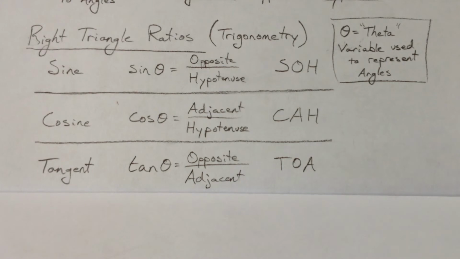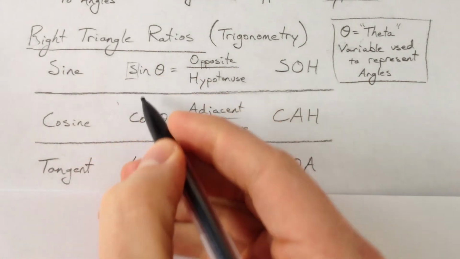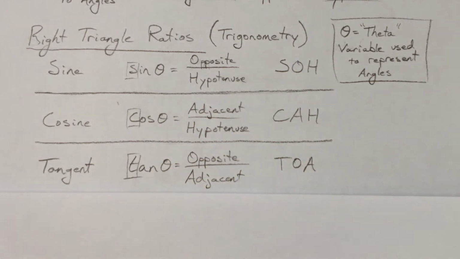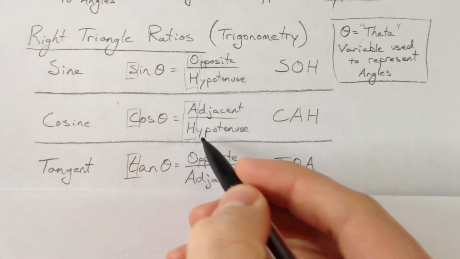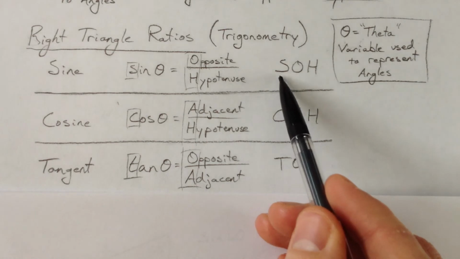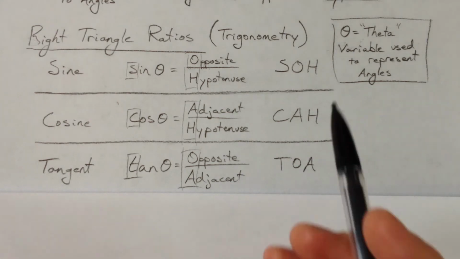And so somebody wiser than I said, let's take the first letter of all of these, the S and the C and the T, and the O and the H and the A and the H and the O and the A. And they said, let's remember it as SOH CAH TOA. And so you may have heard people talking about this.